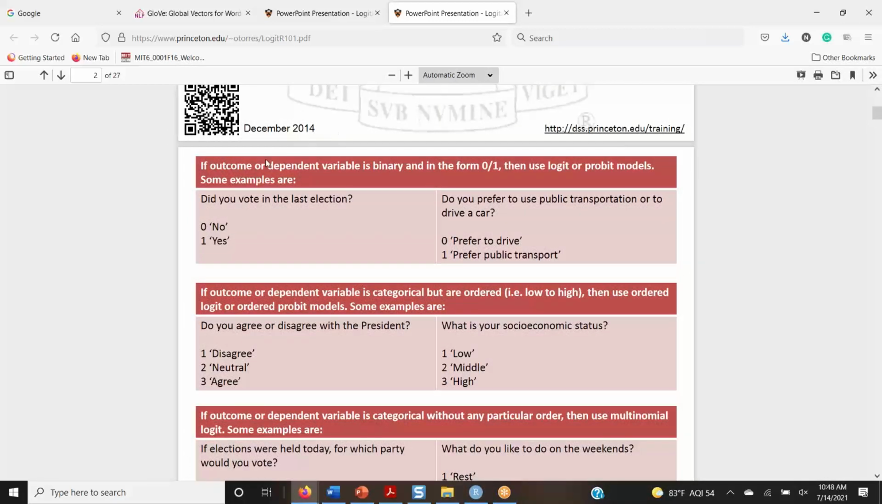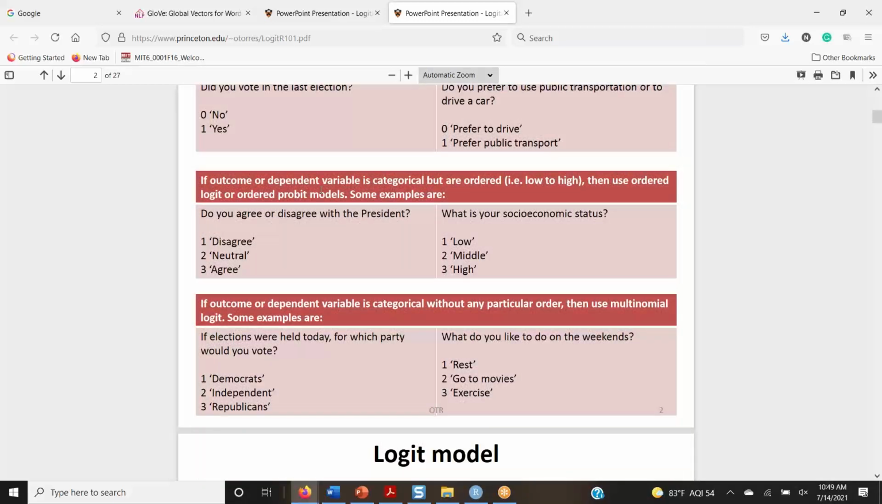So this is a binary classifier. Did you vote in the last election, for example? 0 means no, 1 means yes, and there are only 2 classes. For example, alternatively, do you prefer public transportation or drive a car? So prefer to drive is 0, prefer public transportation means 1. If the outcome or dependent variable has more than 2 cases, then we call it a multinomial case.